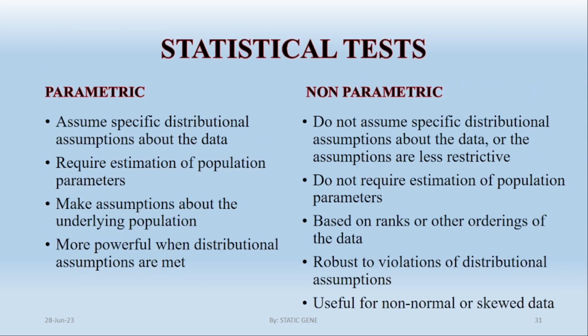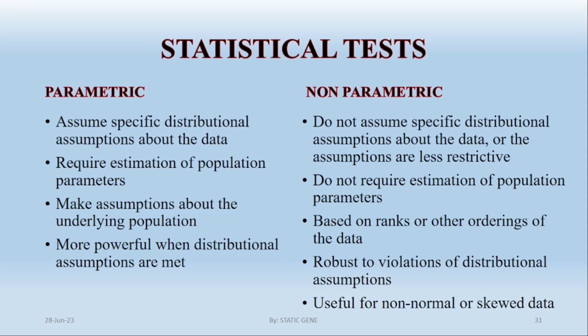Statistical tests. In the previous video, we talked about statistical inference, and we said that if we want to arrive at a conclusion about our data set, then we need to perform some statistical tests so that we can either accept or reject our null hypothesis. Mainly in statistics, there are two main statistical test categories: the parametric statistical test and the non-parametric statistical test. Now, these are the differences.